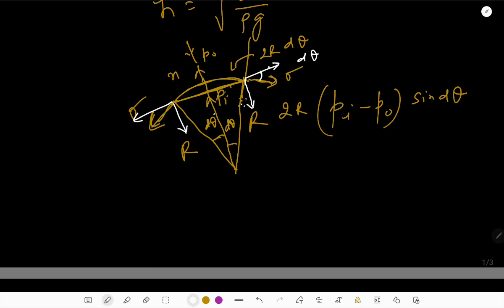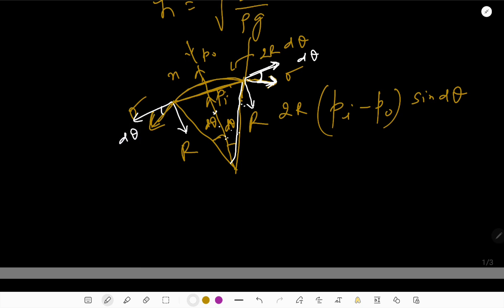This thing is perpendicular to this line, and this is along the surface, that means perpendicular to this line. So the angle between these two things is d theta, so they are perpendicular. Its perpendicular is this, and its perpendicular is this, and that will also be equal to d theta.